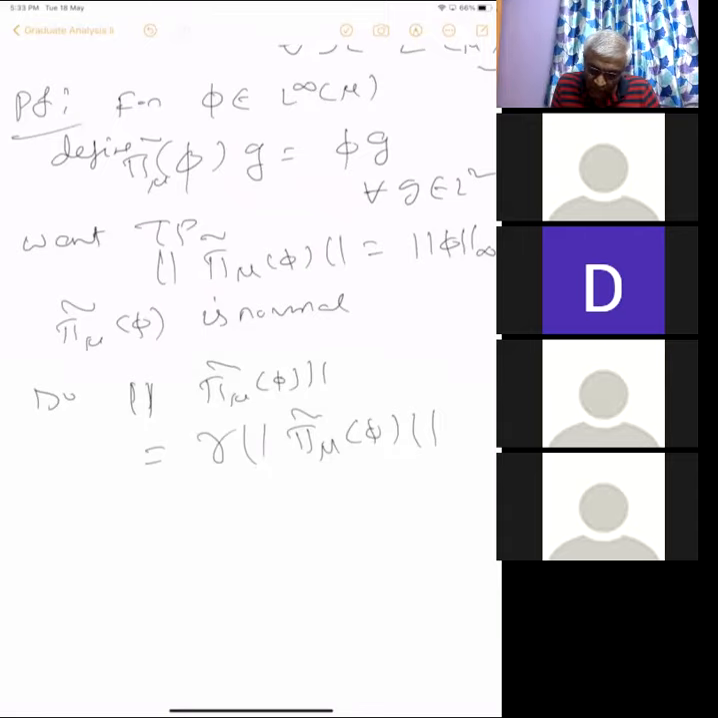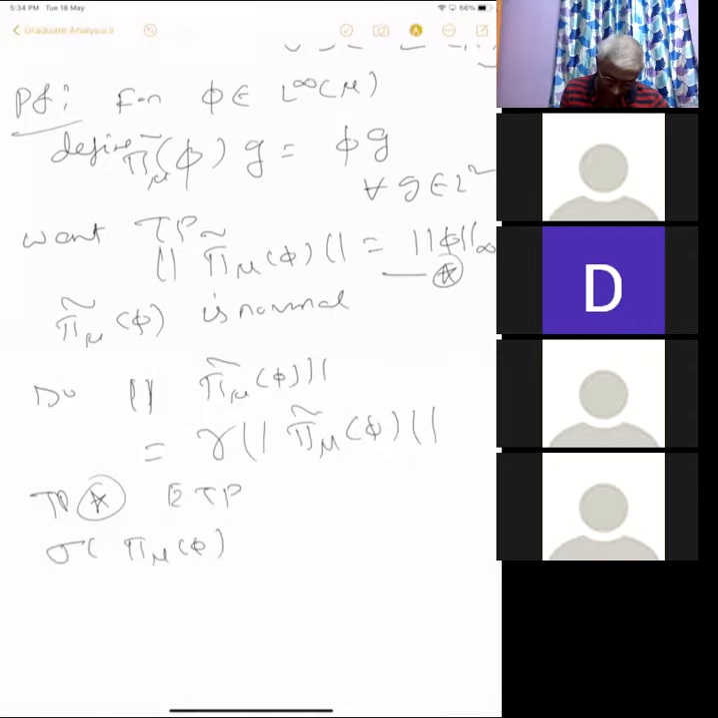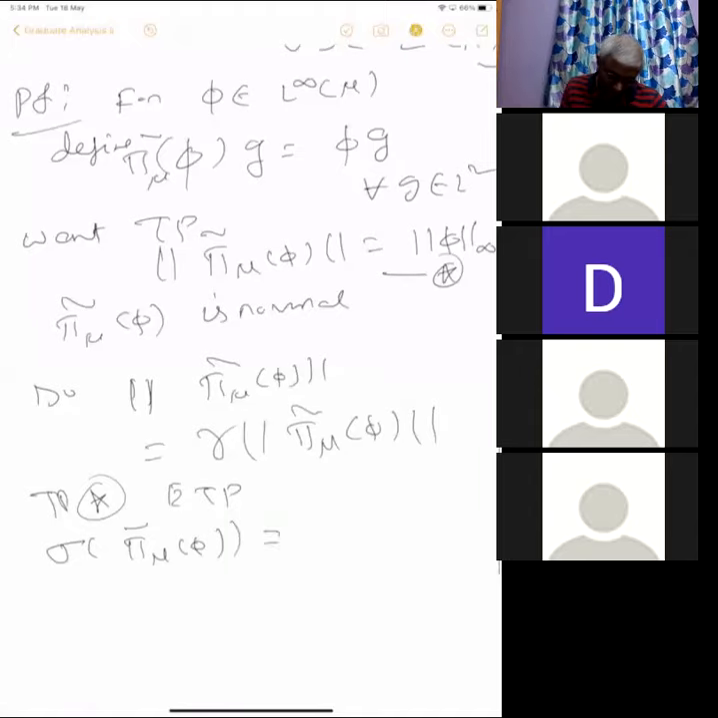Okay, so for that it is enough to prove that... I'll come to this. To prove this, to prove star, you want to prove that the norm is the same. It's enough to prove that sigma of pi mu phi, which is the multiplication representation, is such that, I mean, it is just the difference between something in the range being less than epsilon for all of them. The measure of that should be greater than 0. So let me write that.